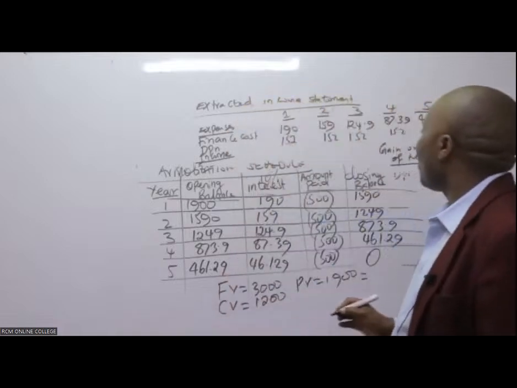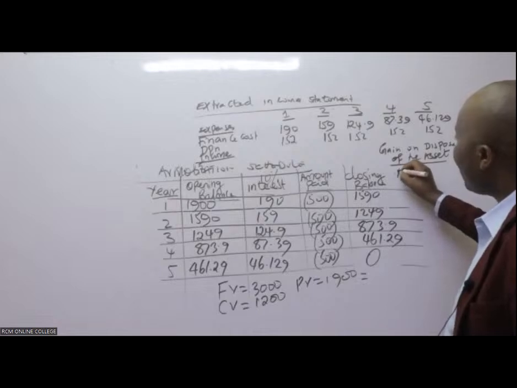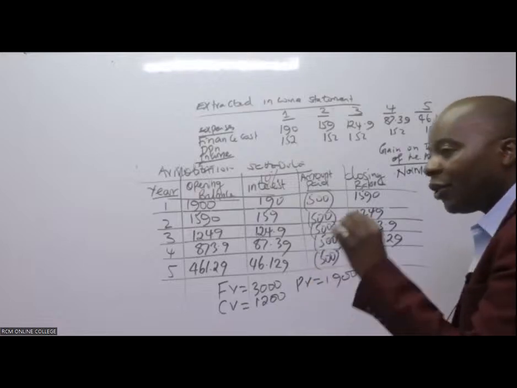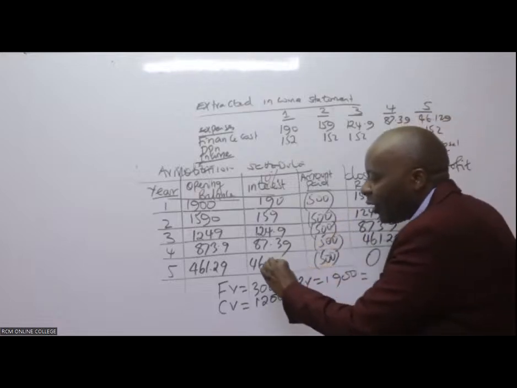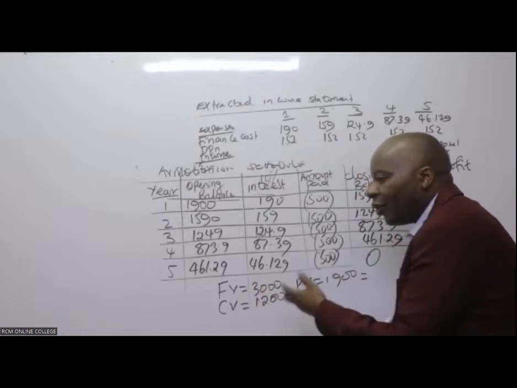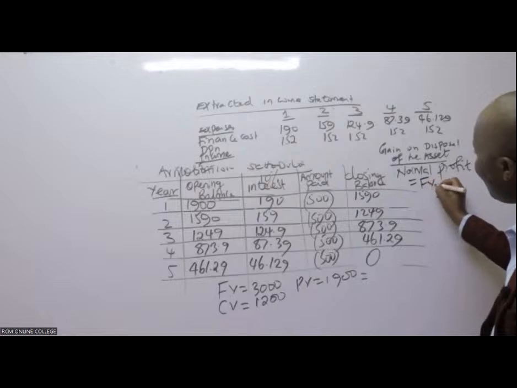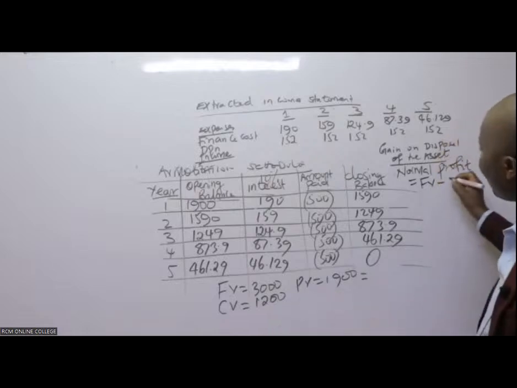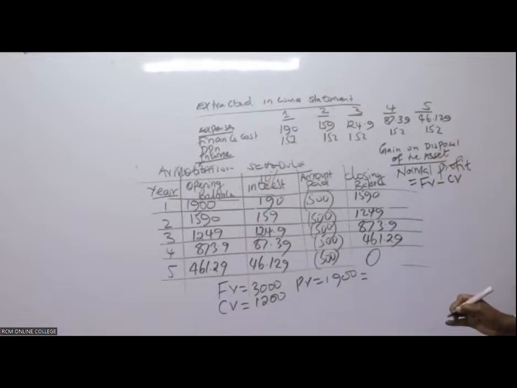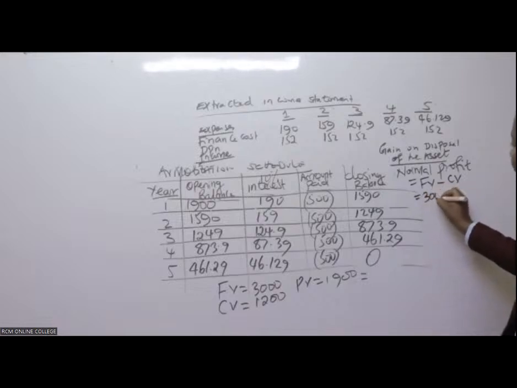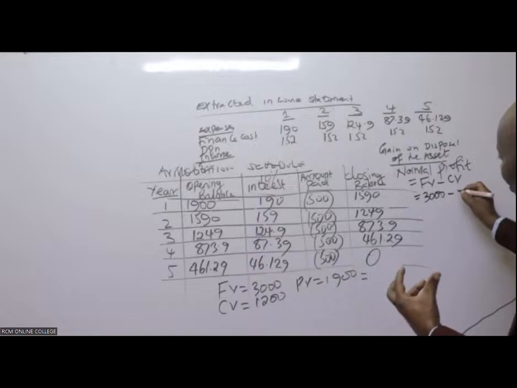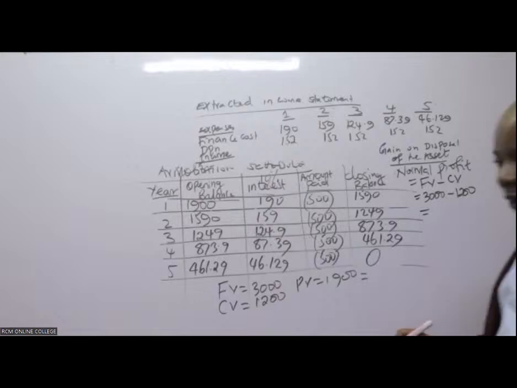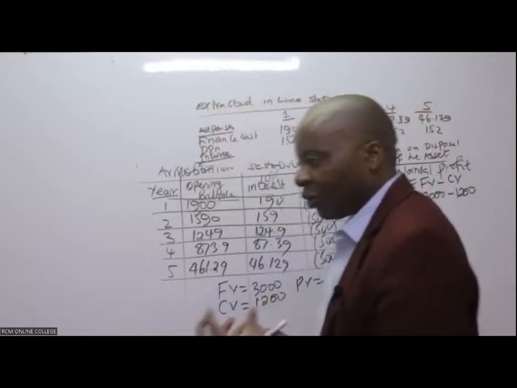So for this gain on disposal, first of all, if you're using the formula, you must give us the normal profit. How do we get the normal profit? Remember, this asset's fair value, the market value, is 3,000. The normal profit is the fair value minus the book value, which is the same as the carrying value. Fair value here is 3,000. The carrying value or book value is 1,200. Is there anybody who is able to see the normal profit? Grace is telling me there is a figure of 1,800.